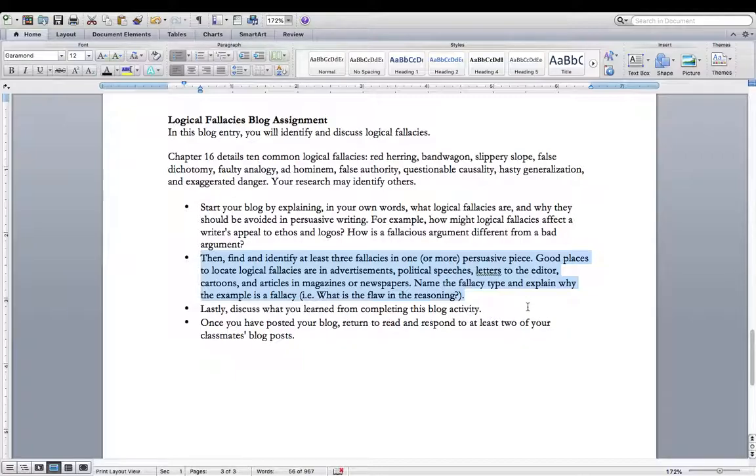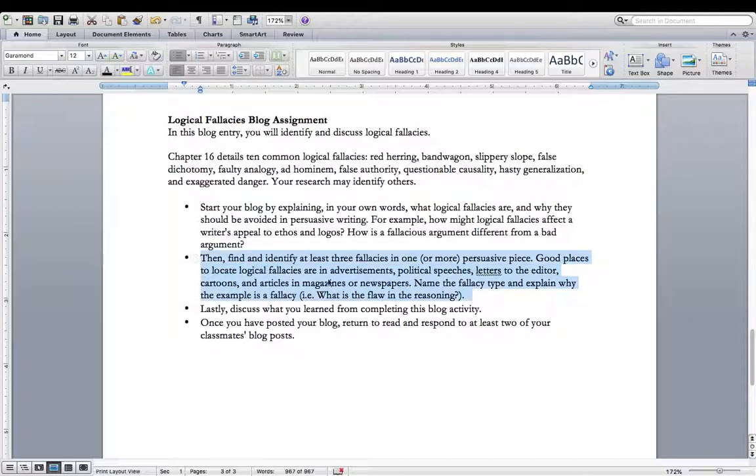So first, you're going to talk about what logical fallacies are and why they're bad, why we want to avoid them in argumentative writing. Then locate 3 fallacies in 3 different sources that you find. And then do some reflection on that process, and then go back and respond to 2 of your classmates in terms of what they did for this particular blog.